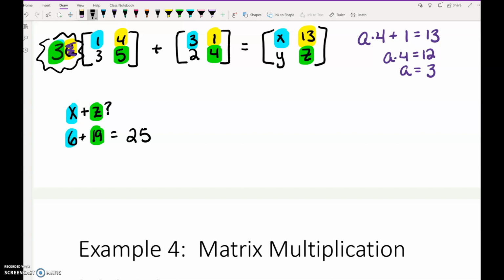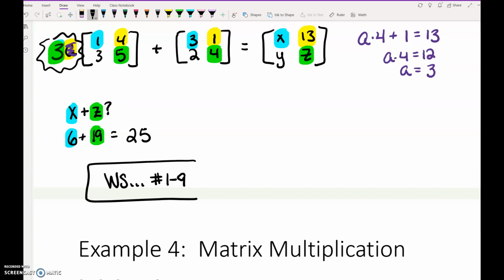Okay, at this point, we're going to stop the lesson, and on your worksheet, I will ask you to do numbers 1 through 9. If you are doing the whole lesson, then you would do the whole worksheet. But today, because of our assembly schedule, we're going to stop and just do numbers 1 through 9 on the worksheet.